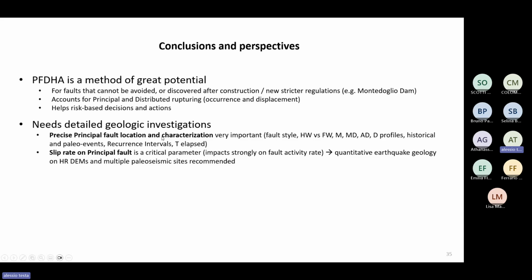Very detailed geological investigation is needed because precise principal fault location is very important. Also important are the fault style, the position of the infrastructure with respect to the fault, and all the fault parameters. One of the key parameters is the slip rate, of course. So quantitative earthquake geology and geomorphological surveys at high resolution are highly recommended. It is also recommended to dig several trenches at different sites to estimate the slip rate.